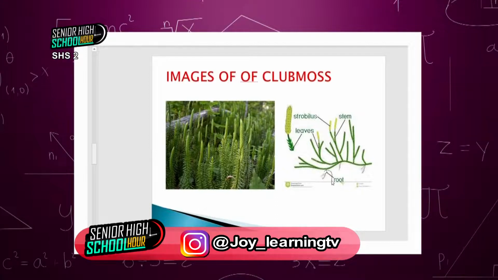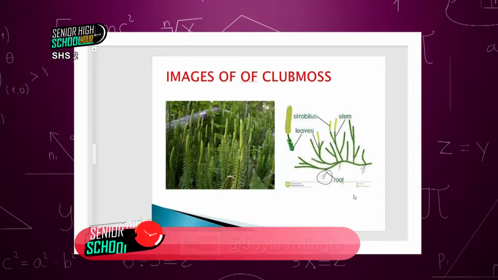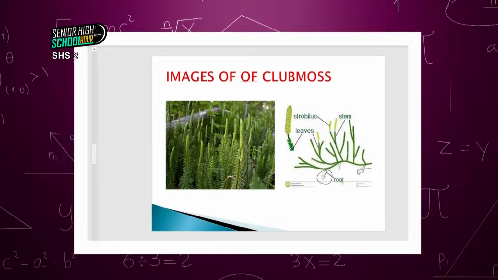First of all, you see roots, but these are proper roots that can absorb water into the body. If they work for anchorage and absorbing water, and they can transport, that means they have vascular tissues. Then you see their stem horizontal on the ground and some branching up. So most times we have a horizontal stem.